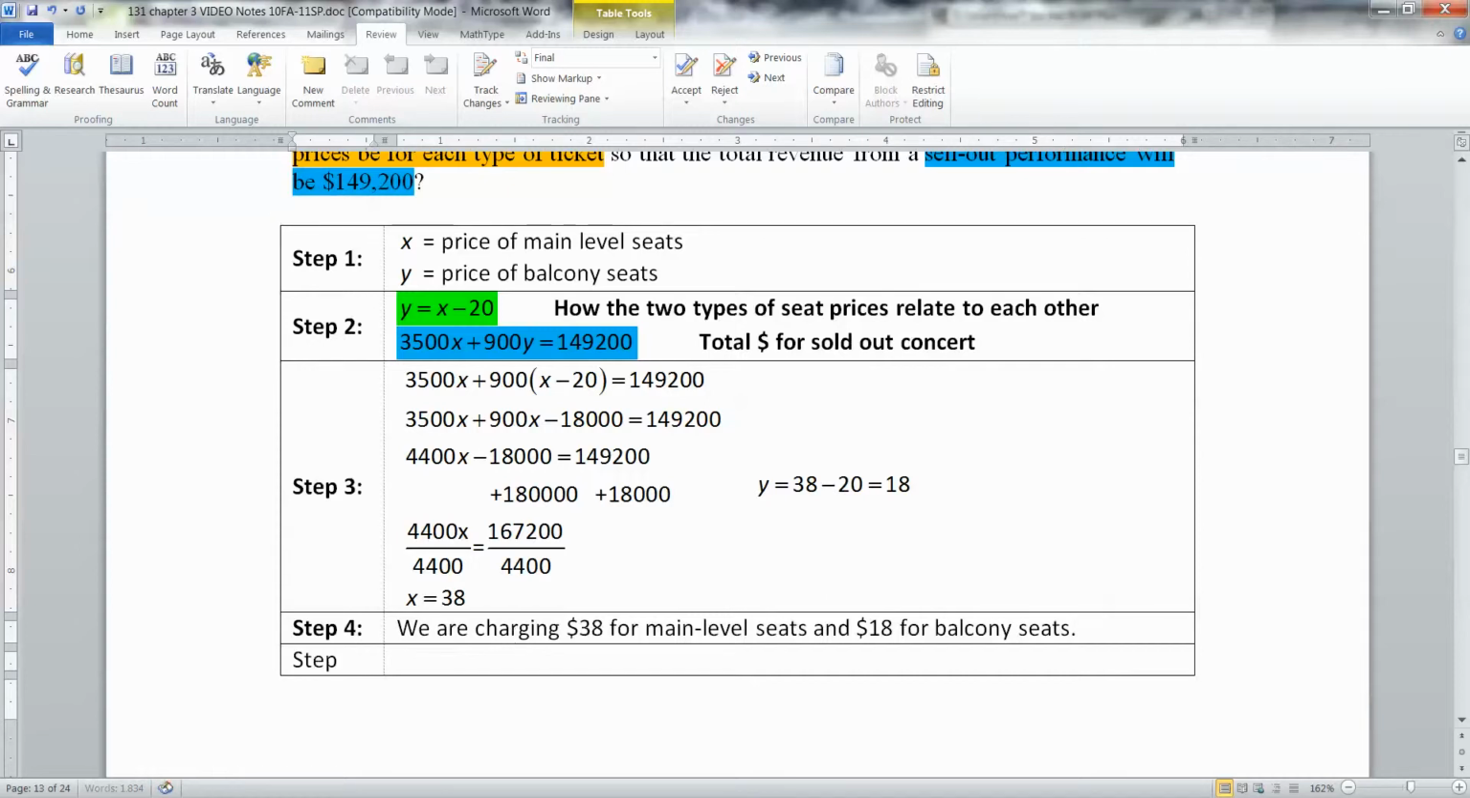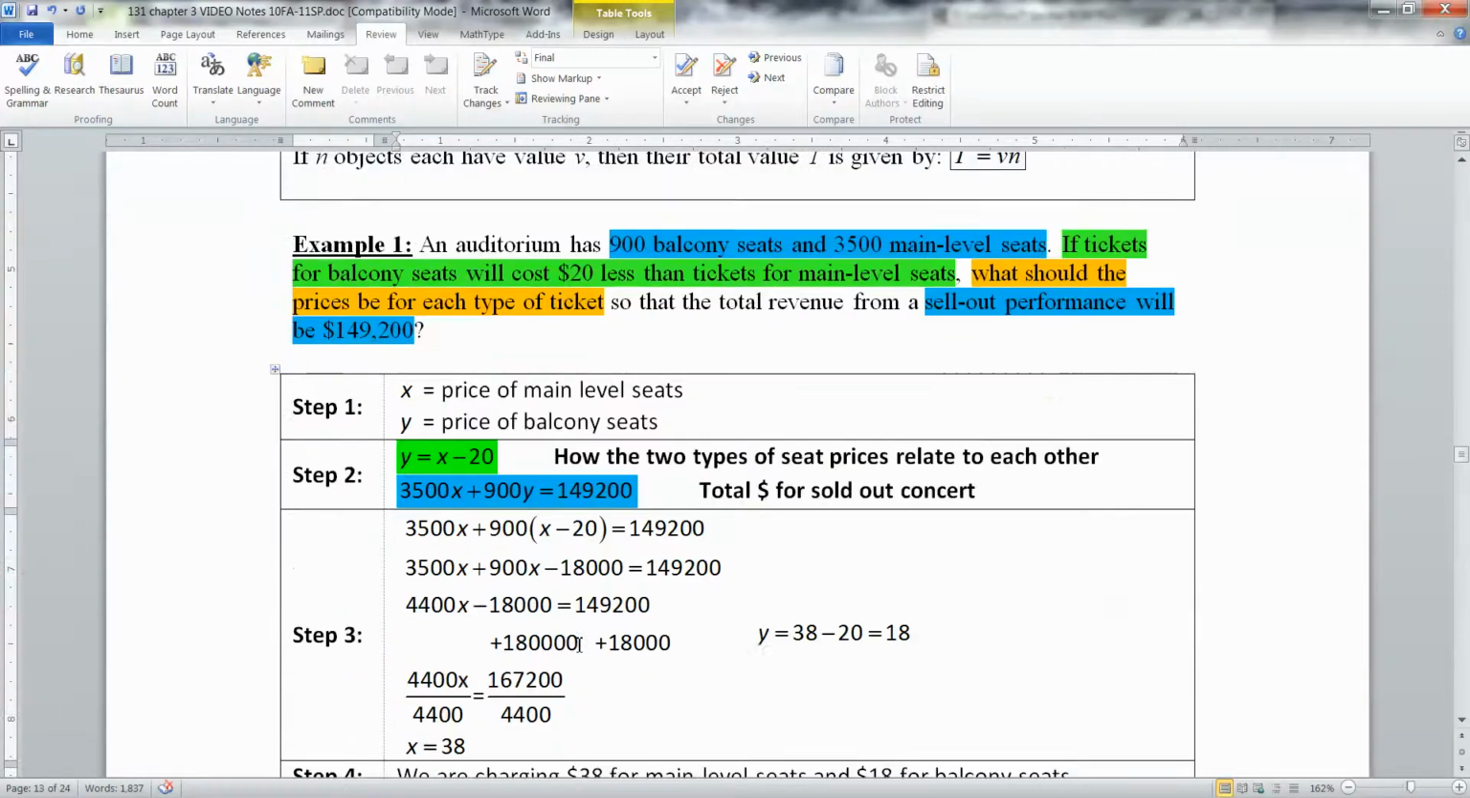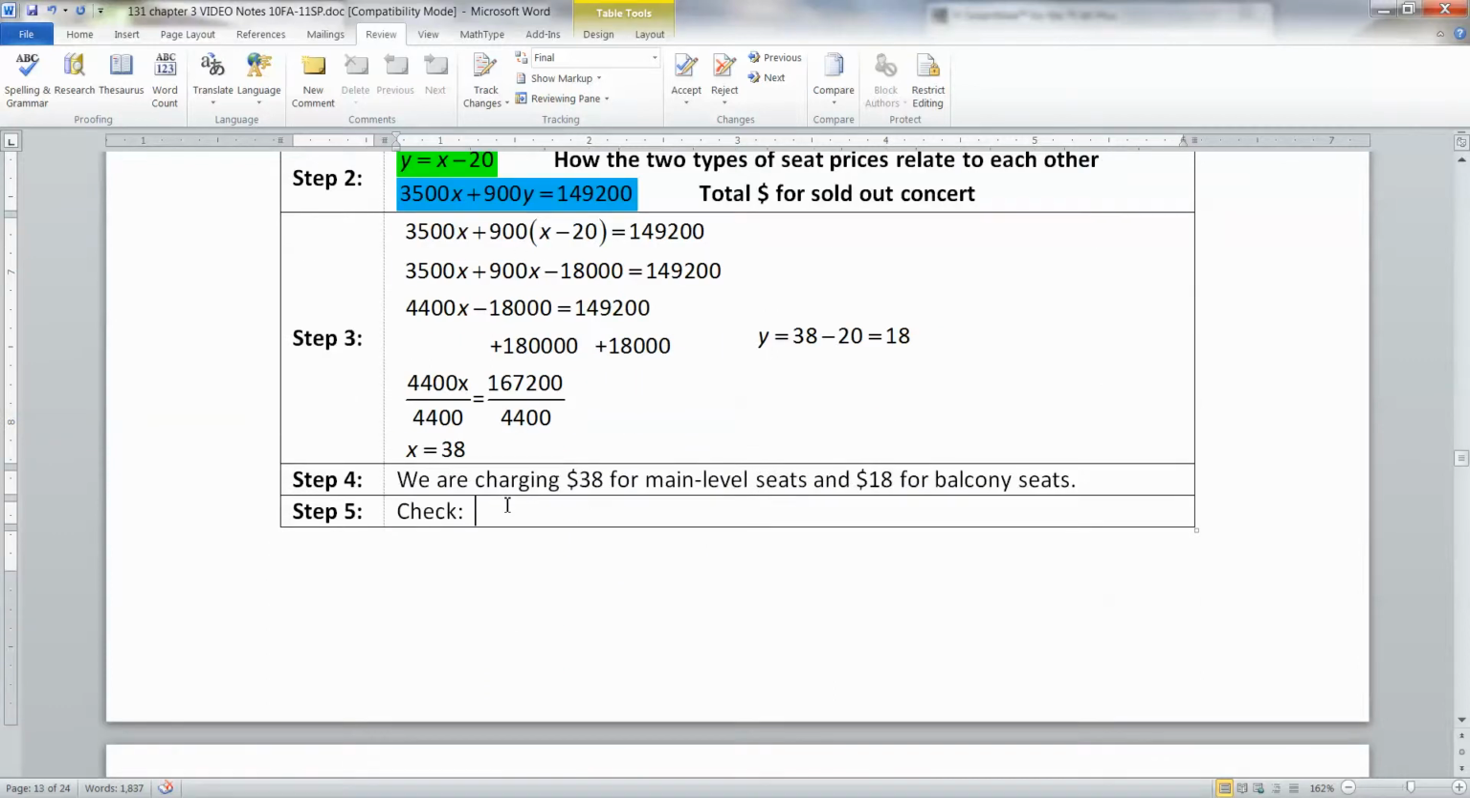Cool. Step 5, you just do a check. Does this make sense? If you put in 38 and 18, would this work? You can always double check it with a calculator. Take the two numbers, put them in the other equation, see if it works out. Actually, if you put them in the equations, chances are you're going to be right. So just see to yourself, does this make sense? If I did 900 tickets at $18 and 3,500 tickets at that other price, would this work? And the answer is yes, sure.